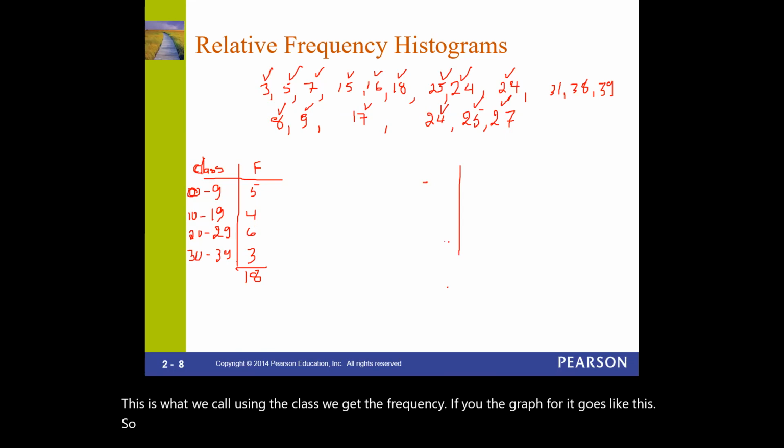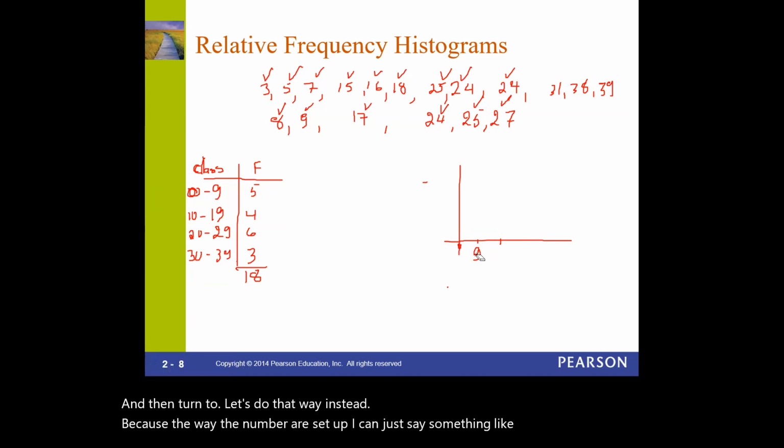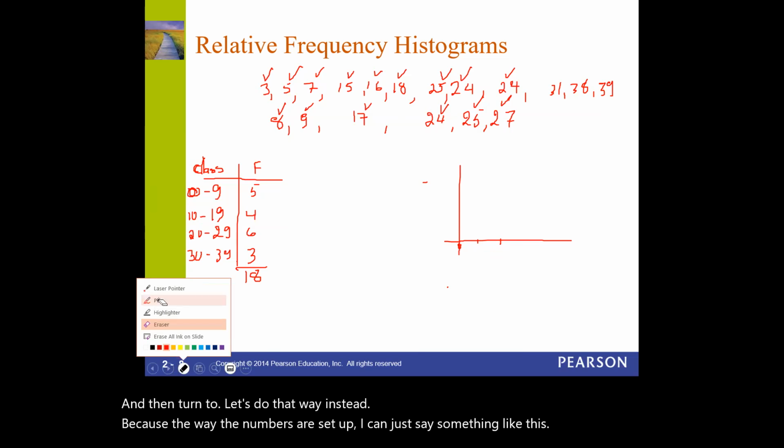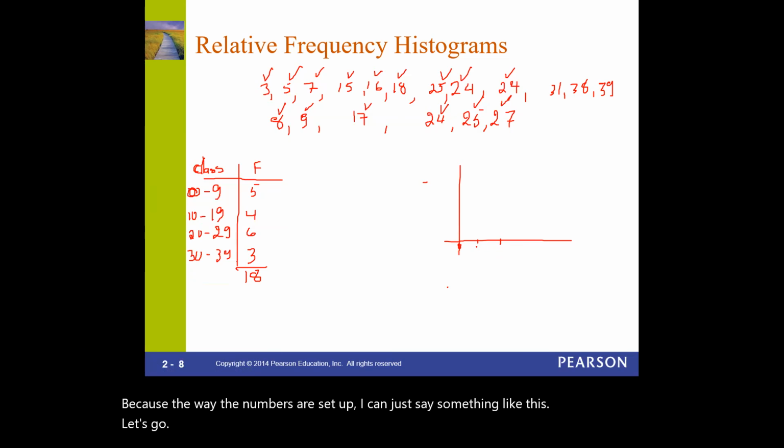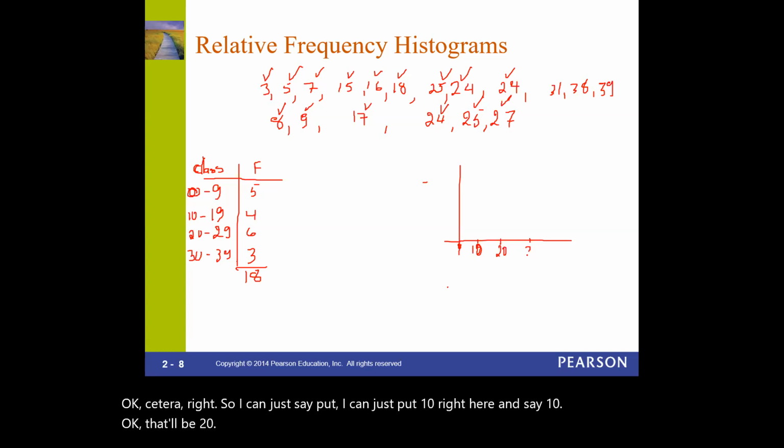So you do this one like this and that. My first class will be from 0 to 9, then 10 to 19, etc. Because of the way the numbers are set up, I can just put 10 right here, then 20, 30, and then 40, something like that.